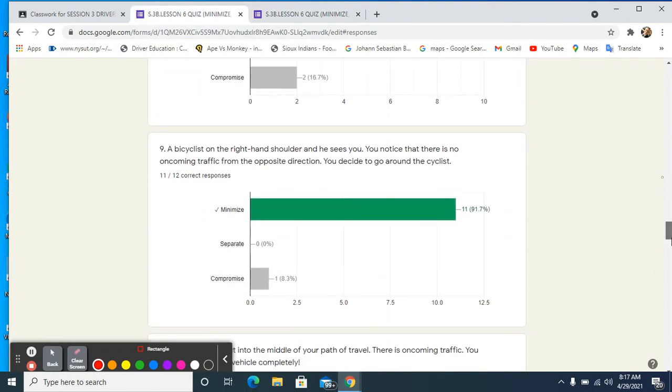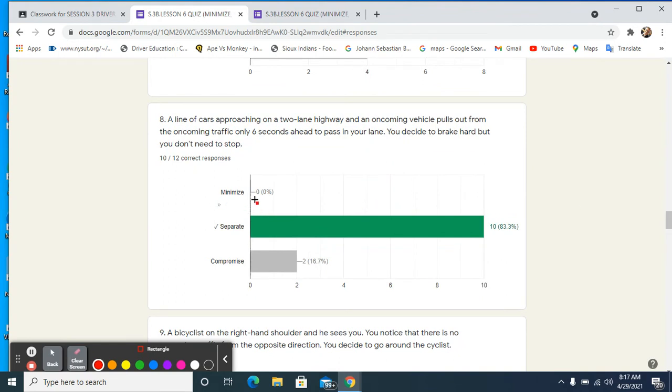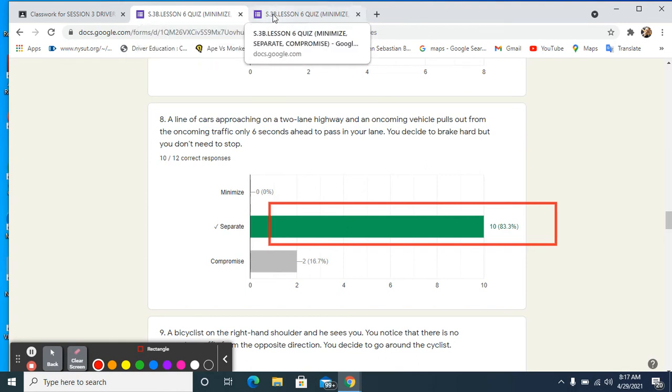Okay. And so most people did choose separate. Good, 83%. Excellent. Very good. Okay. Not compromise. If that car stayed in our lane and we had to go off the road, that would have been compromise. Okay. And I'm going to fix up that question for us so that it does say it gets back in the lane. Okay.